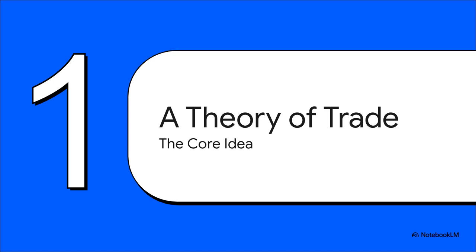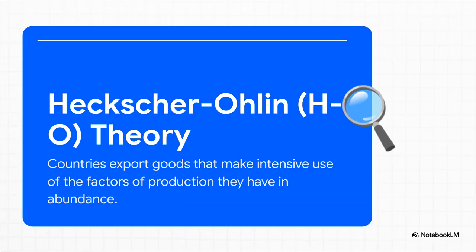Before we can understand the puzzle, we have to understand the pieces. So what in the world is the Heckscher-Ohlin theory all about? You know, at its heart, the H-O theory is just common sense. It's all about playing to your strengths. It says that countries are going to export the stuff that they're best equipped to make. And what makes them well equipped? The resources they have tons of.